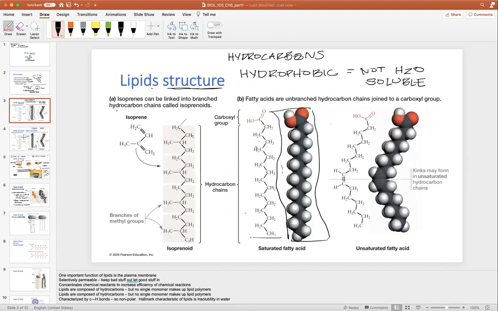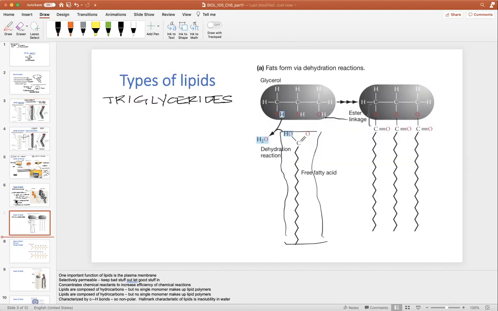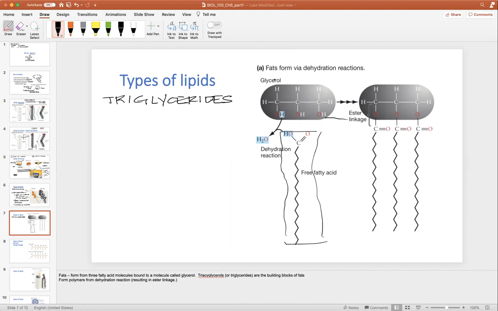Now what we can do with this fatty acid is attach it to a molecule called glycerol. So this is glycerol up here, and we can use dehydration synthesis, or a condensation reaction, to attach one fatty acid here, one fatty acid here, and one fatty acid here. When we do that, we end up with a glycerol with 1, 2, 3 fatty acids. This is a triglyceride.